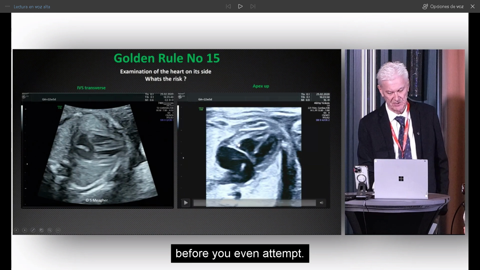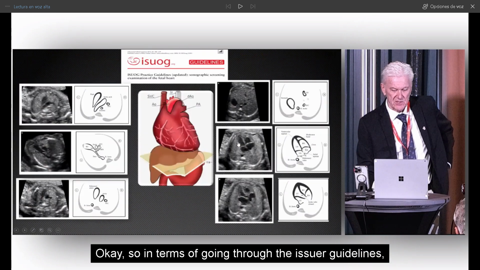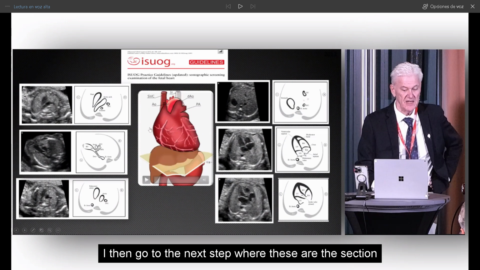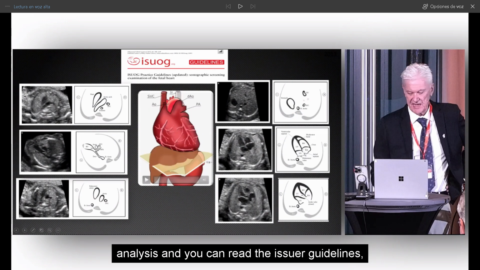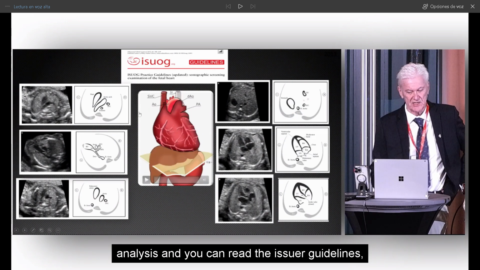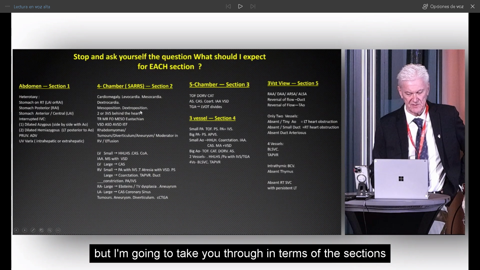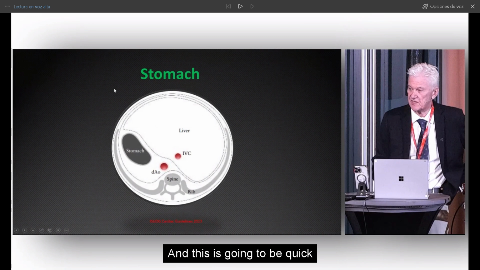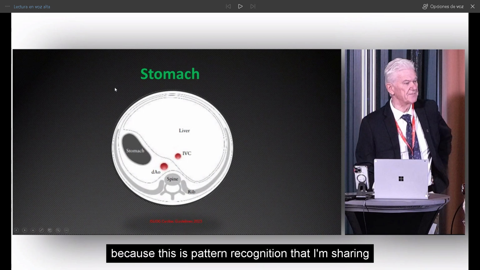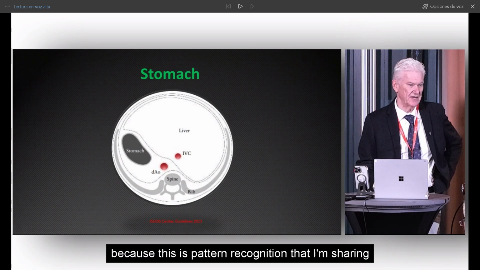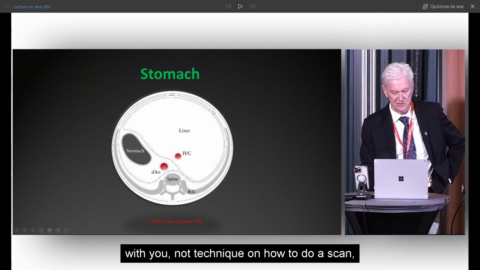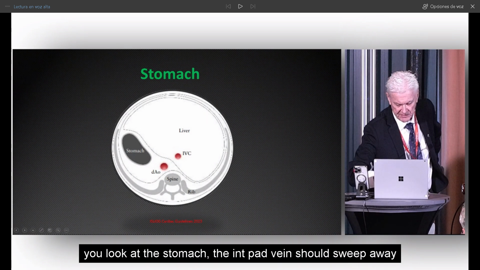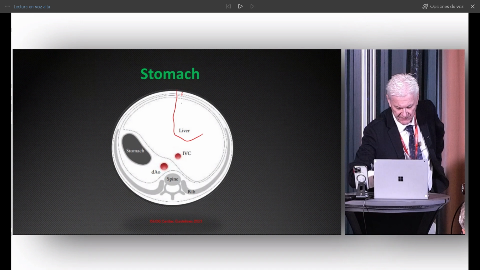So the rule of thumb in that one is get the apex at 3 o'clock to 9 o'clock before you even attempt. Okay, so in terms of going through the ISUOG guidelines, I then go to the next step where these are the section analysis, and you can read the ISUOG guidelines, but I'm going to take you through the sections of what you would expect to see in examining the stomach, and this is going to be quick because this is pattern recognition that I'm sharing with you, not technique on how to do a scan.